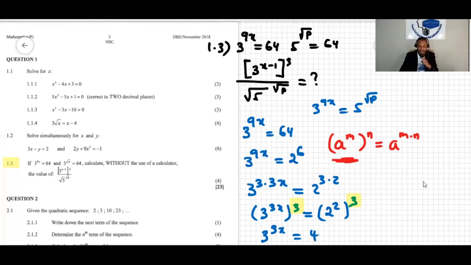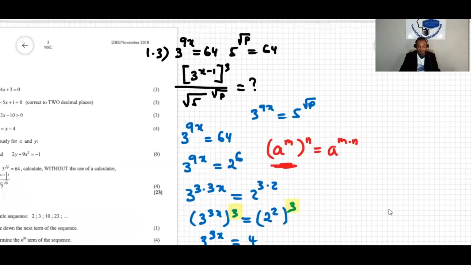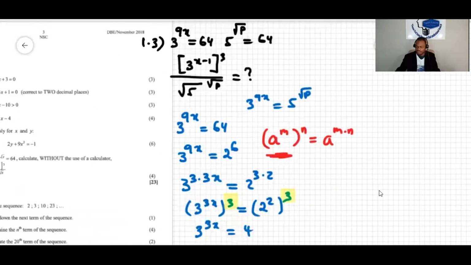It can help us because I can see here we have a 3. Let me first explain this part so you can see it clearly. This one can be written as 3 to the power of, applying the same law of exponents, meaning we're going to multiply the exponents. So we multiply 3 with this exponent. This will be 3 to the power of 3 times x minus 1, all over the square root of 5 to the power of square root of p.